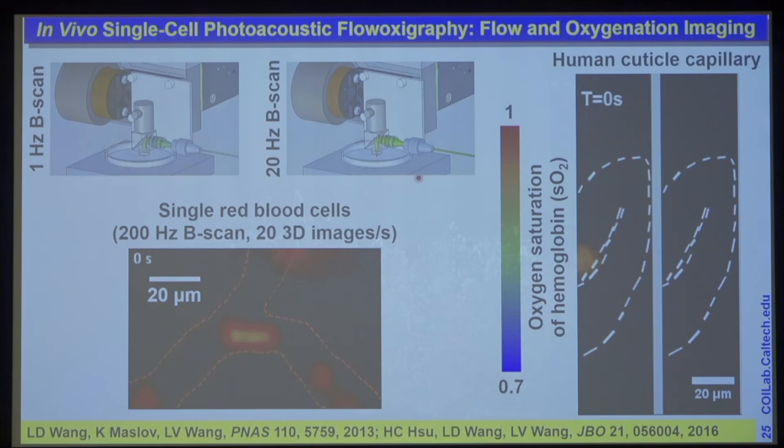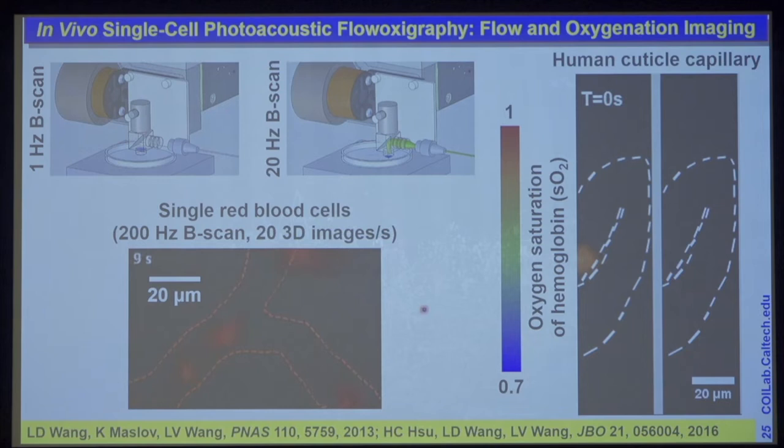Now, to push oxygen saturation to the ultimate limit, which is the single red blood cell limit, we implemented a very fast microscopic technique. So this is a system working at 1 hertz, 20 hertz. In reality, we work at 200 hertz, which allows us to get this real-time image in a small animal. You can see single red blood cells. You can see how they bifurcate.